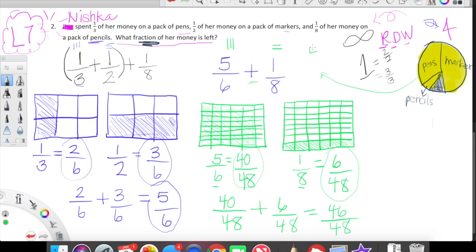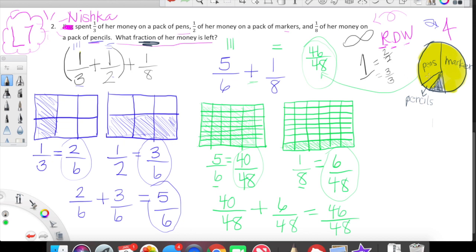This is a crazy looking fraction. We can simplify it, but I'm not even worried about that right now. I want you guys to worry about the fact that Nishka spent 46/48 of her money on school supplies. That is amazing. There's a small portion left over that she did not spend.